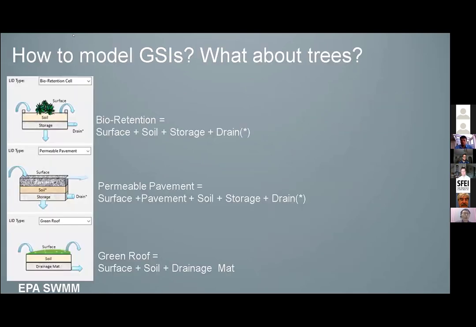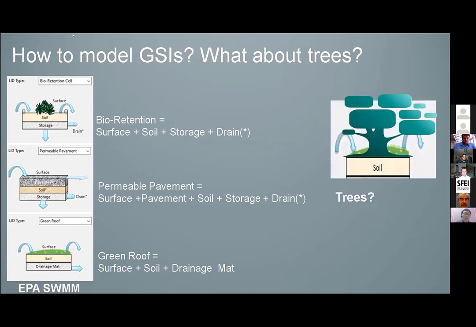So in order to simulate the trees in a similar way as the GSIs, we looked into the most commonly used stormwater model, EPA SWMM. The EPA SWMM uses different modules like surface and soil storage to represent hydrological processes that happen at different layers. And with different combinations of those modules, SWMM can simulate different types of GSIs.